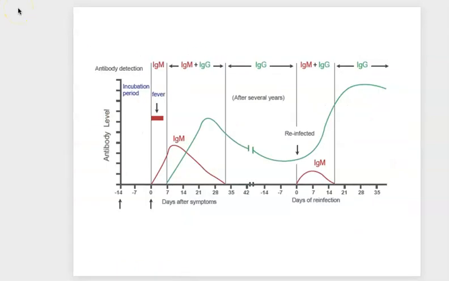This slide is intended to show you the kinetics of antibody production following infection. It does not include IgA, just IgM and IgG, the two main blood-borne antibodies.